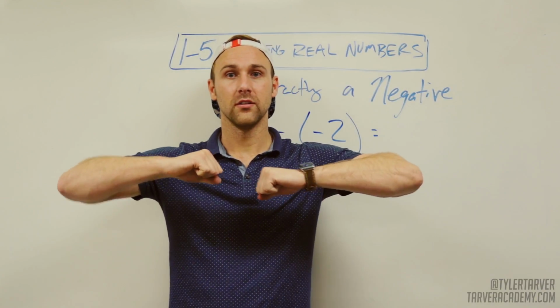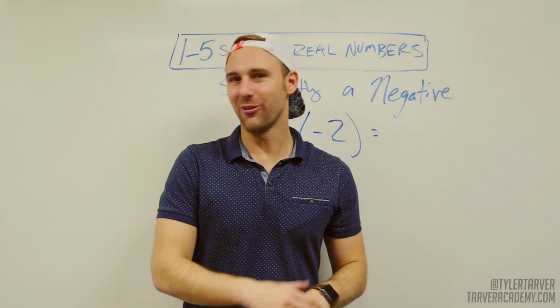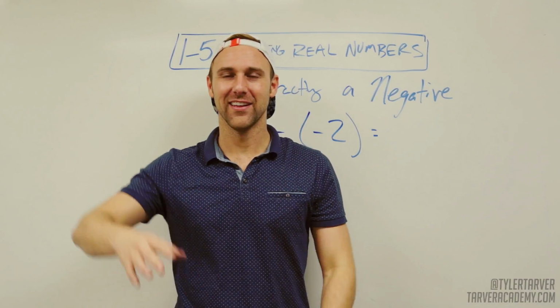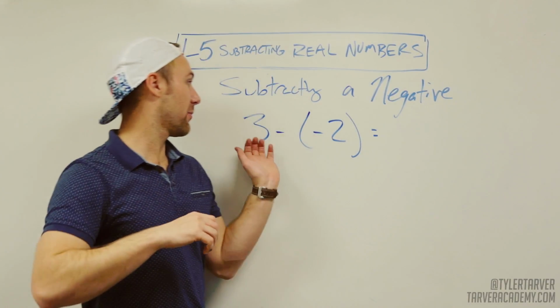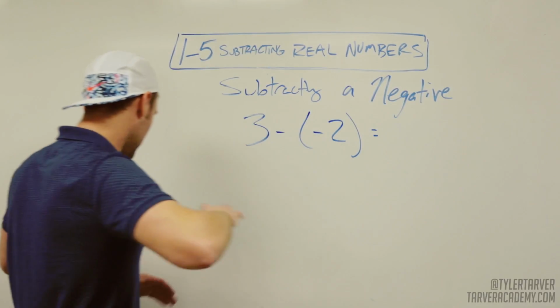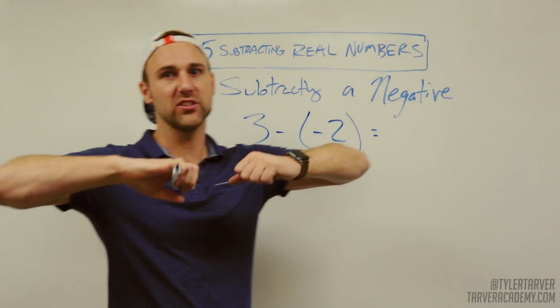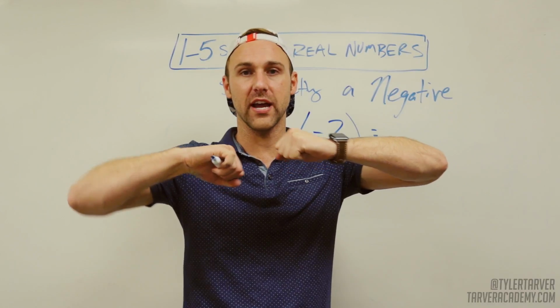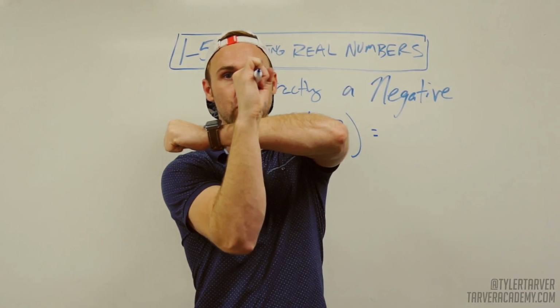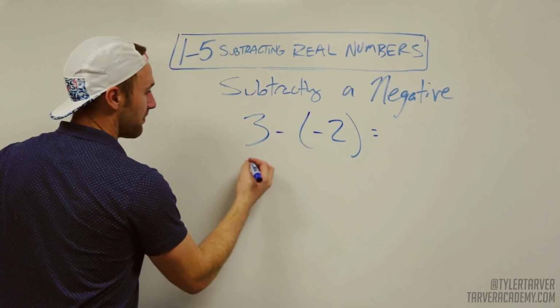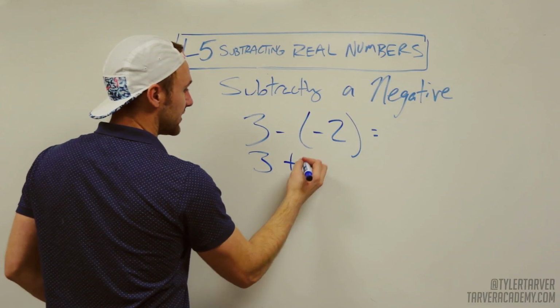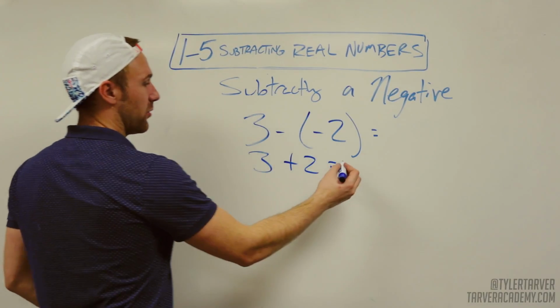Two wrongs make a right. It's not true in real life, but it's true in math. So when you do a number and you're minusing a negative, those two are going to cancel each other out, almost like a Dragon Ball Z fusion dance, and it makes a plus sign. 3 plus 2 equals 5.